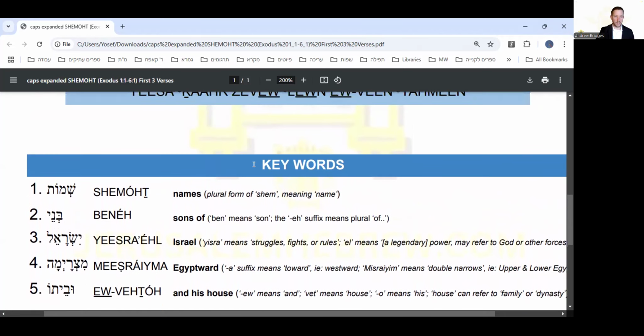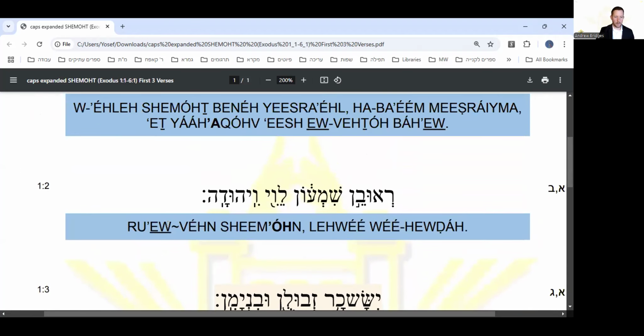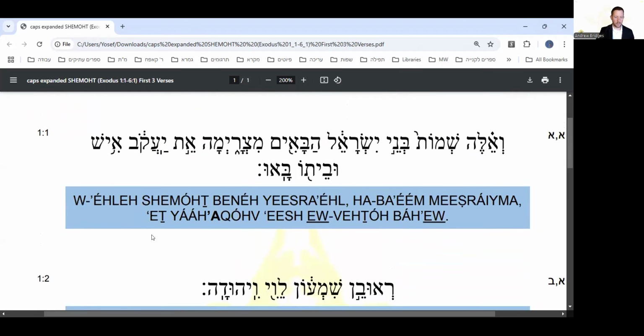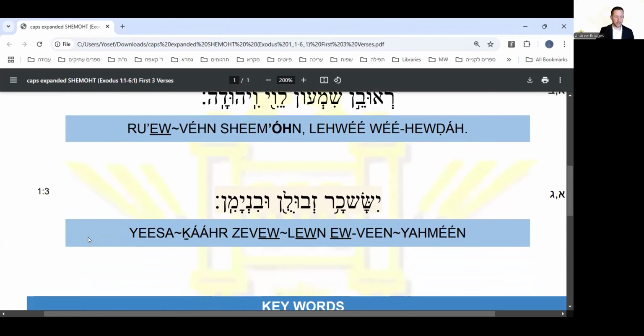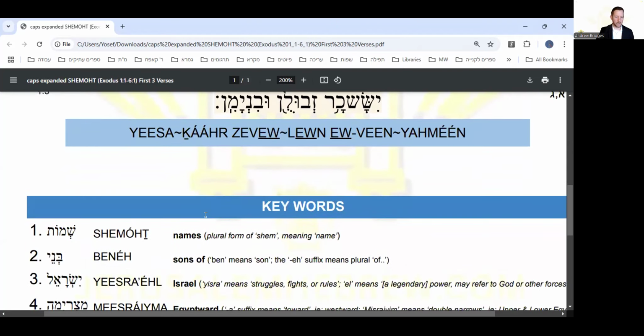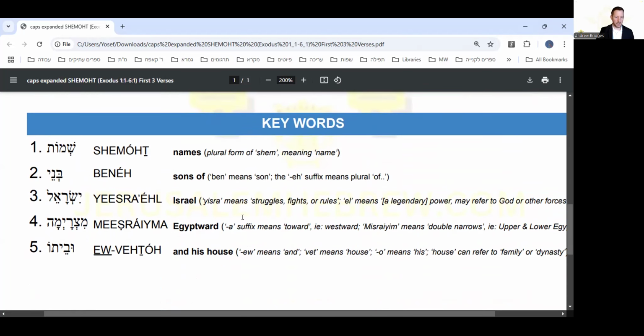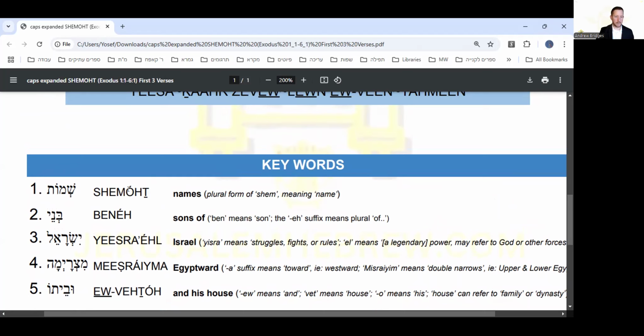SHEMOT. Keywords. These words are not decided by frequency, but simply from my own experience and deciding from my own experience which of these words in the first three verses are conducive to advancing your Hebrew as quickly as possible, based on frequency of Hebrew in general, as opposed to frequency of words in this parasha in particular. Shemoth is the name of the book of Exodus in Hebrew and the name of the first Torah reading of the book of Exodus. Shemoth literally means names.